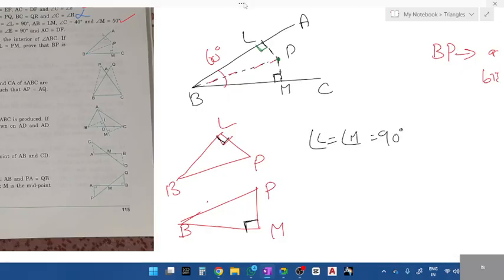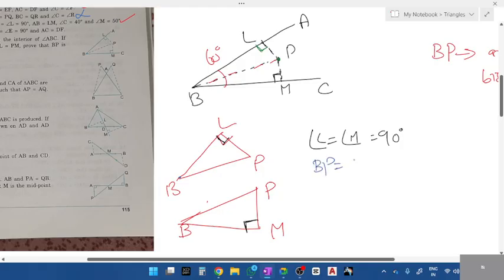Next, what are the other things you can find? Which side is common to both? No, no, which side is common? Say BP is common. BP is equal to BP. You know, no. BP is equal to BP. Both are common. Okay, both are common.